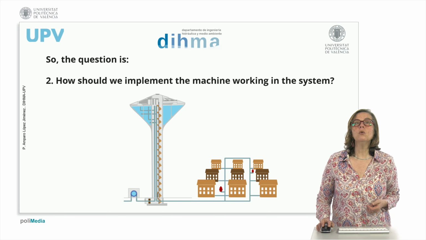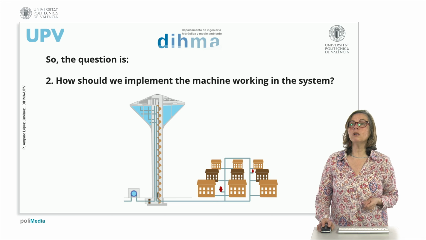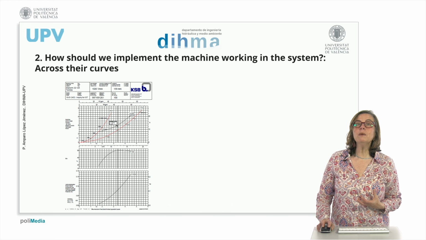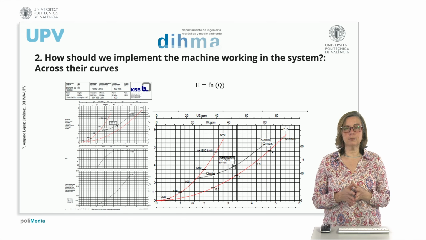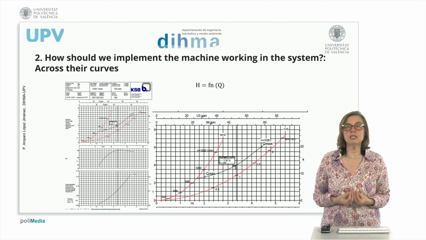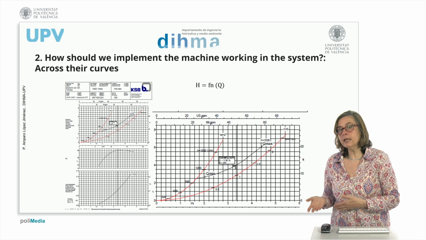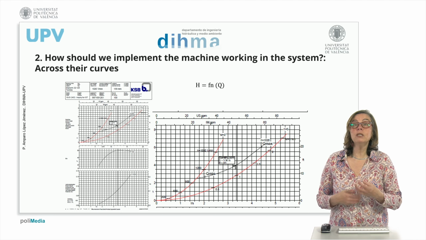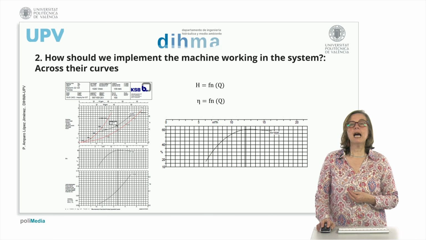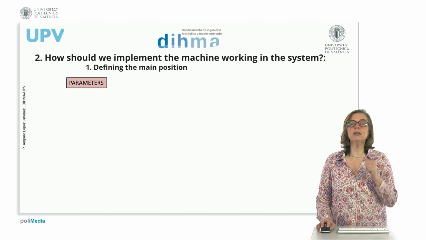To do so, what should we do? How should we implement the machine working as a turbine in the whole system? We must use their curves. For example, in this case, we use the curve of a particular machine. We need to know the performance of flow versus head, the power versus head, and how it behaves in order to select the best machine, even the performance.